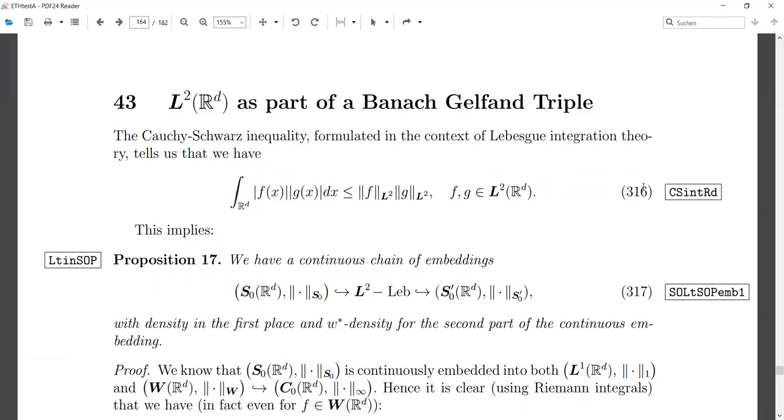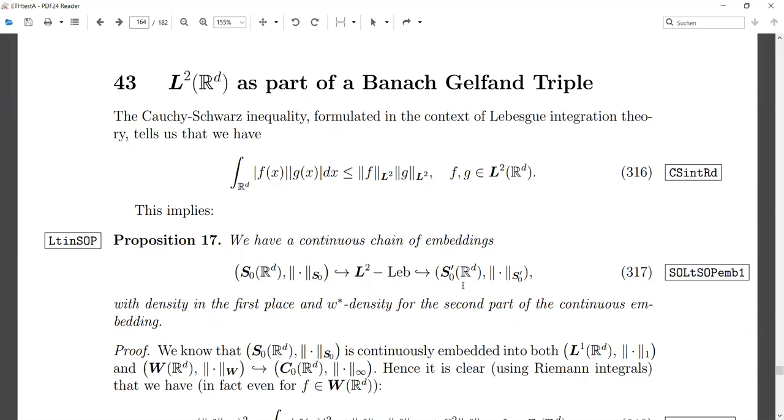The next step would be to say, well, if I, as mathematicians would, started to describe the whole theory, if I would start with L2, why is L2, my yellow circle, inside the big space of mild distributions? The argument is simply because we have Cauchy-Schwarz, but let's do it in detail. I'm saying that L2 in the spirit of Lebesgue can be viewed as a subspace of S0 prime.